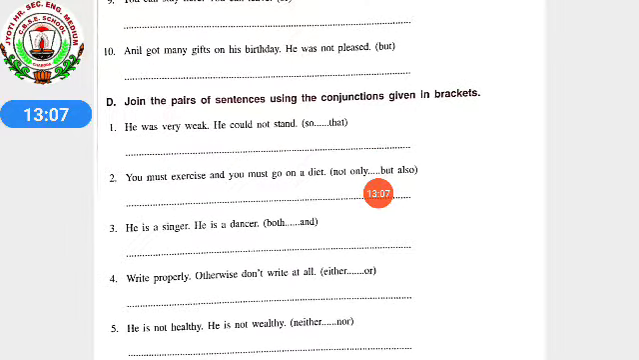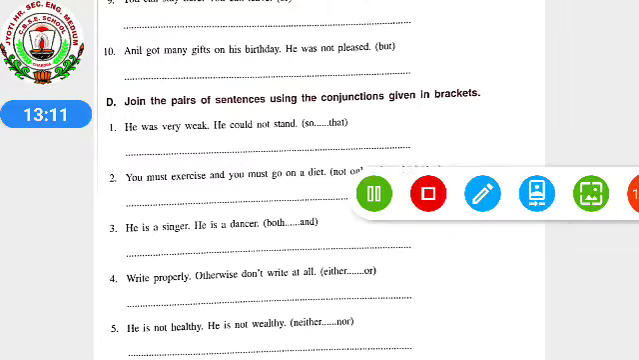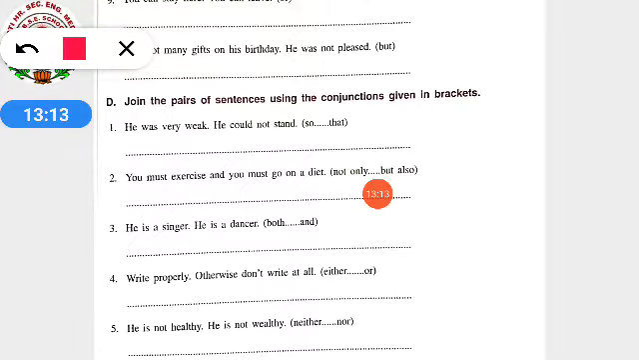D1. Join the pairs of sentences using the conjunctions given in brackets. So these conjunctions which are given in brackets are compound conjunctions. Is it? Not only but also, both and, so that. These are a kind of compound conjunctions. So total 7 are there. I will be telling you the first 3. The rest you have to do by yourself.